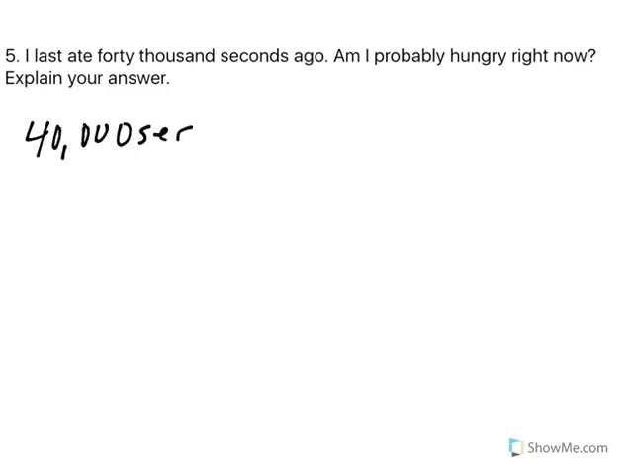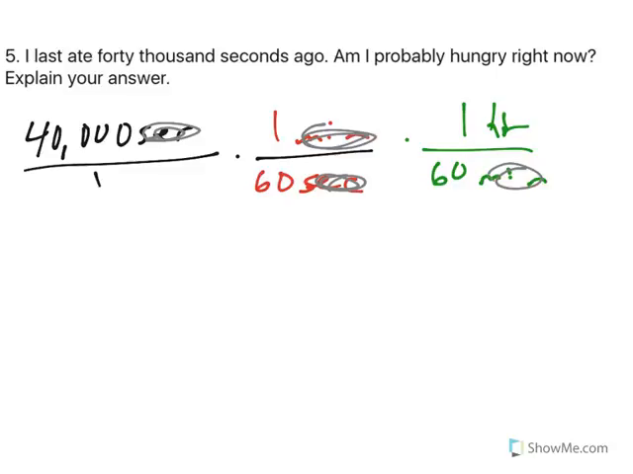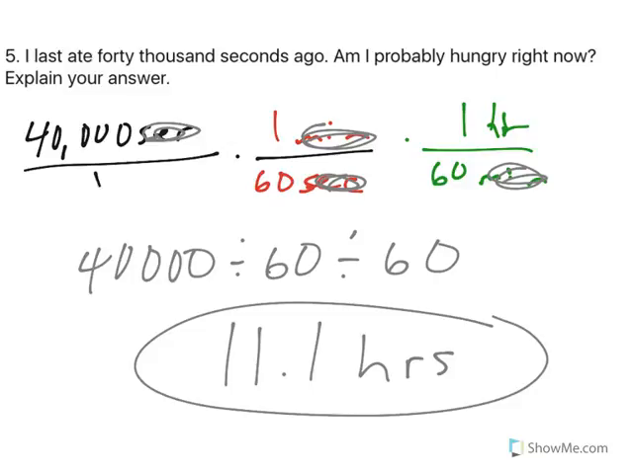So 40,000 seconds. Well, there are 60 seconds in 1 minute, and there are 60 minutes in 1 hour. So seconds cancel out with seconds, minutes cancel out with minutes. Because these numbers are in the bottom, we divide. Numbers in the bottom you divide, numbers in the top you multiply. So when I take 40,000 divided by 60, I get 11.1 hours. So if I haven't eaten in 11 hours, yeah, I'm probably hungry.